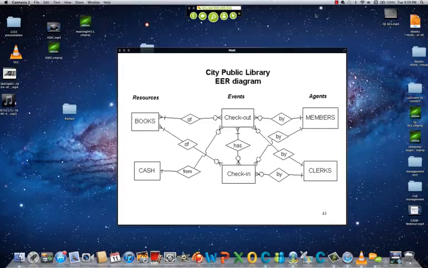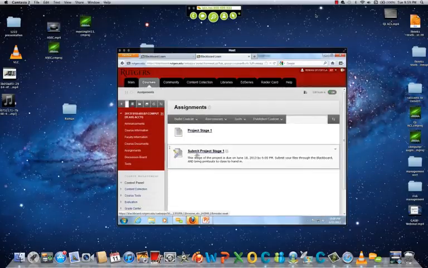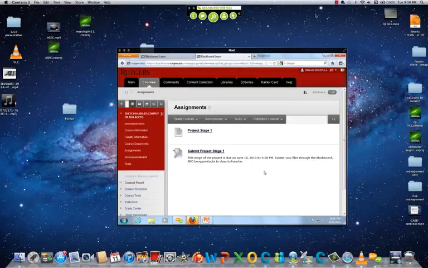Now let me briefly show you the assignment. Please stay for 2 minutes. That's all I ask. So you go to the Blackboard. There is an assignments tab. You go to assignments. Then you have project stage 1, and you have submit project stage 1. This is the description of the project. This is where you will submit your files.